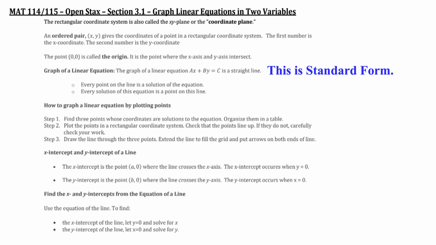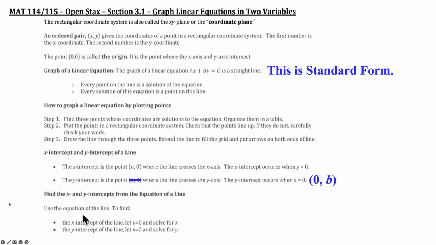X-intercepts and y-intercepts of a line. The x-intercept is the point (a, 0). This is a y coordinate of 0, and this will be the x coordinate on the x-axis. Now there is a typo here. Right here, this should be (0, b), so if you could replace it with (0, b), that's when your x coordinate is 0, and you're going to find where it crosses on the y-axis.